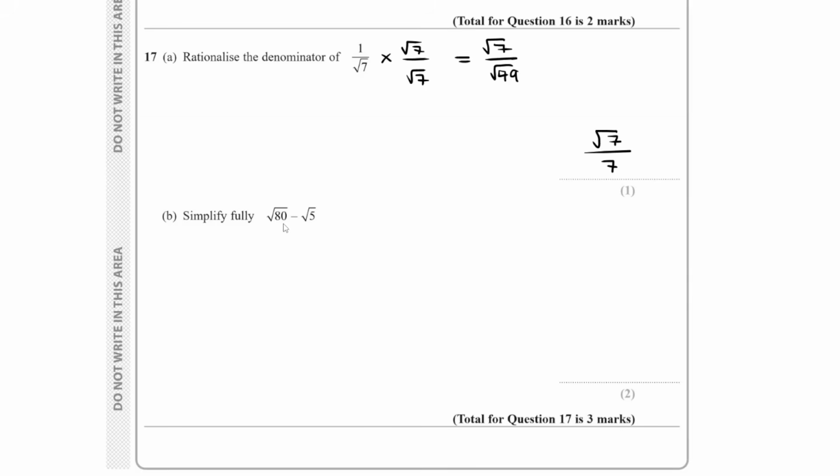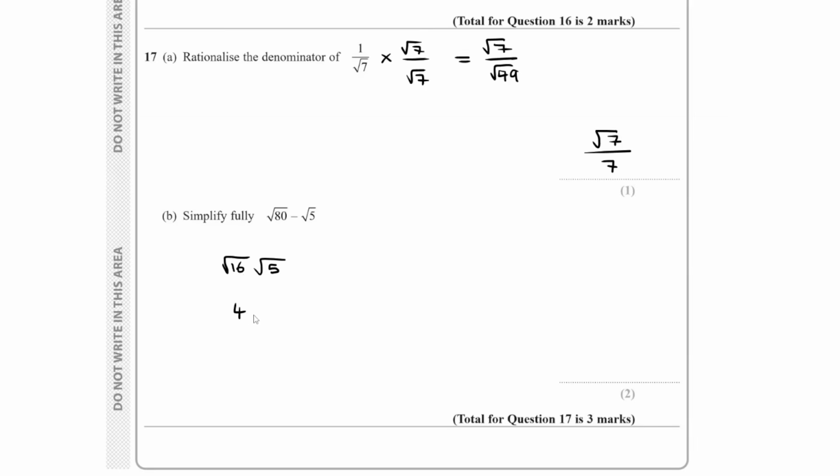Part B, simplify root 80 minus root 5. Now when you're adding and subtracting surds, you have to have the same surd, as in not 80 and 5, because they're not the same, are they? So normally you're looking at simplifying one or both of them. Root 5 doesn't simplify, so I'm going to look at simplifying root 80. And because I know they have to both be a root 5 to subtract, I'm going to assume it's going to be something multiplied by 5. Now that something has to be a square number, which is actually 16.